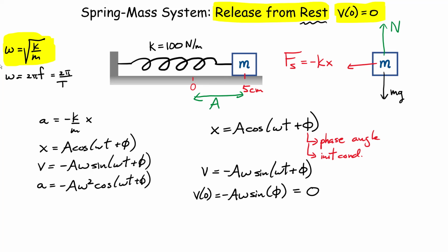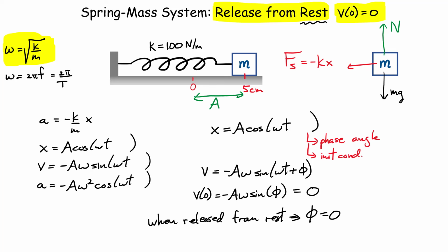So when released from rest, let me write this out because it's important. In some problems, you may not release it from rest. You may give it some initial velocity. But in this case, when you release it from rest, the only way I could satisfy this equation is if that angle equals 0. Well, guess what? That really simplifies our position. That means you don't even need this term right here. Just get rid of it. When you release it from rest, there is no need to include this phase angle, and my expressions to describe position, velocity, and acceleration are greatly simplified.